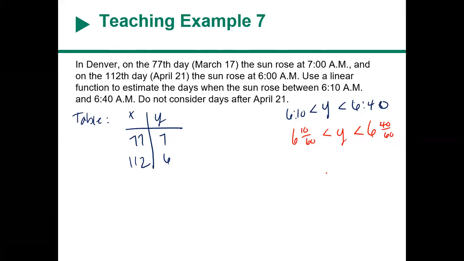Do we see that? So this is actually 6 and 1/6. And this is 6 and 2/3. That's because I have to take it from the real world and put it in terms of math. So I'm looking for when my y values fall between 6 and 1/6 and 6 and 2/3. Questions or comments on how we came up with our interval for our range?